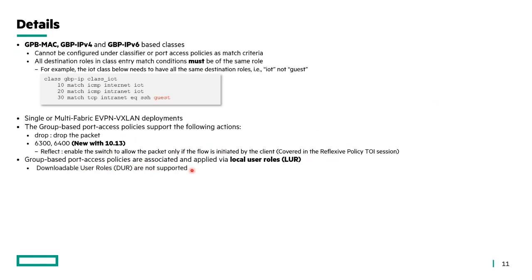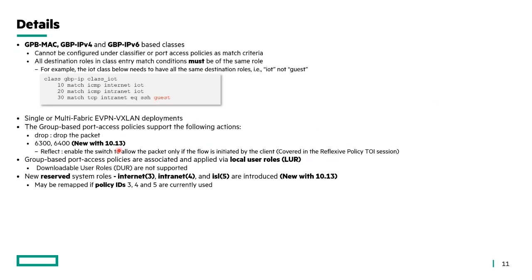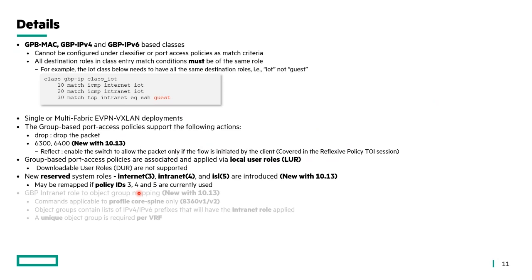Group-based port access policies are associated and applied via local user roles. Downloadable user roles are not supported. And as I mentioned, these are just the new tags that are introduced. If the tags are already in use with existing roles, they can be remapped if they're currently in use. And so new, as I mentioned as well, is the intranet role to object group mapping. You'll see this will be more clear as we cover the configuration.